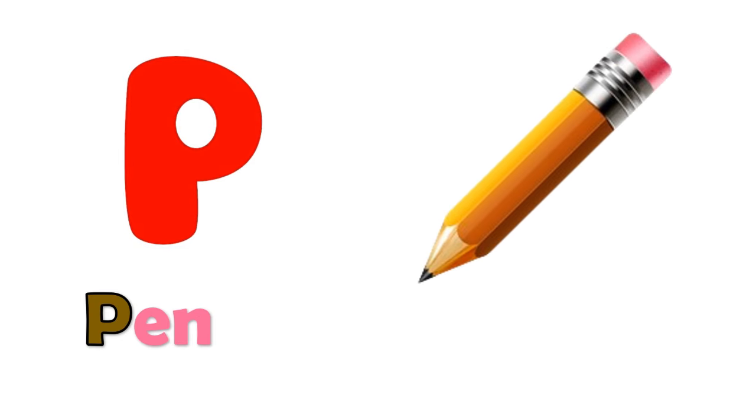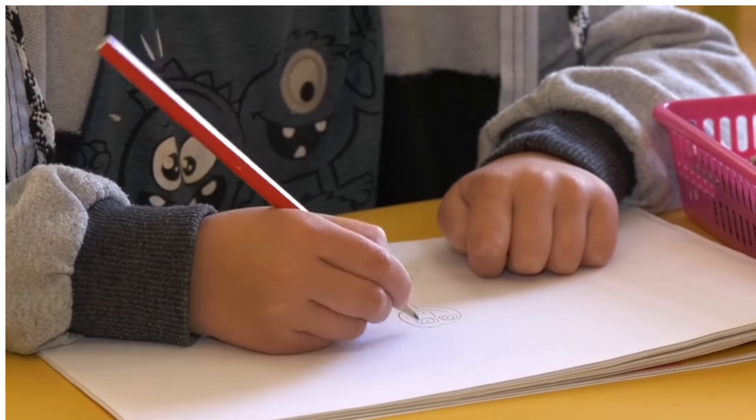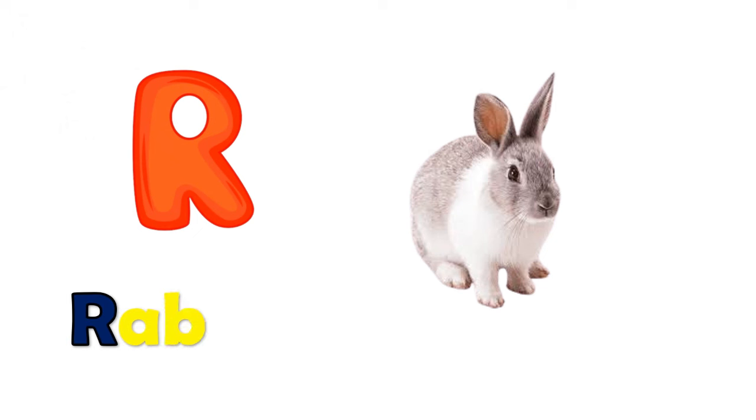P. P for pencil. P E N C I L pencil. Q. Q for coin. Q U double E N coin. R. R for rabbit. R A double B I T rabbit.